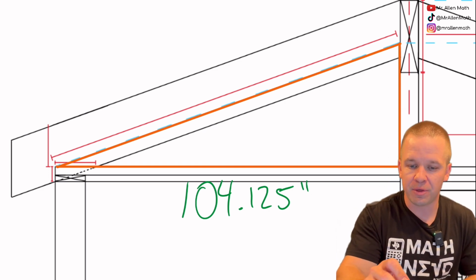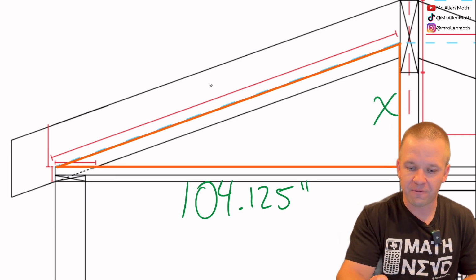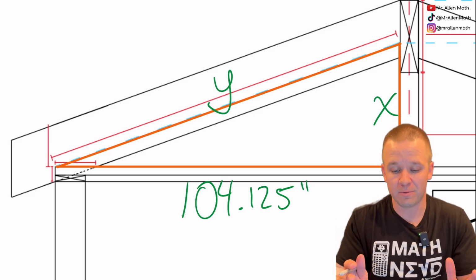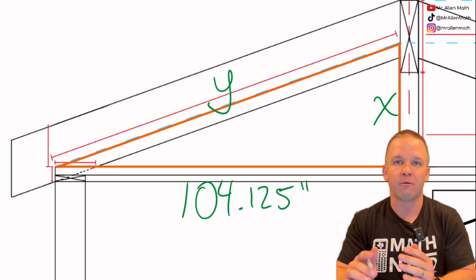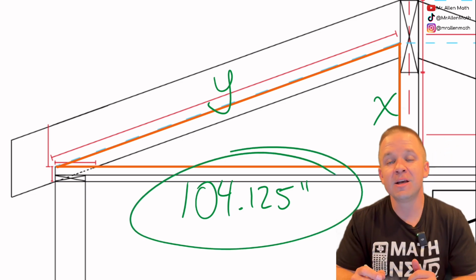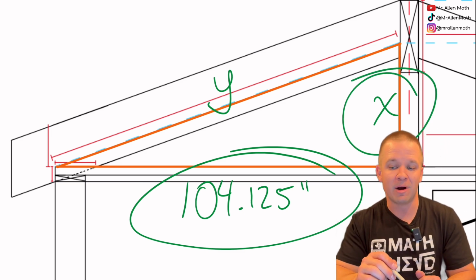I want to figure out two things, all right? I want to figure out this length right here, and I want to find out this length right here. And just like a math class, I'm going to use X and Y for my variables, okay? We did say our slope of our roof is 4/12, right? Rise over run. Well, my run that I'm mathing with is 104.125. My rise right now is that bad boy right there, x.